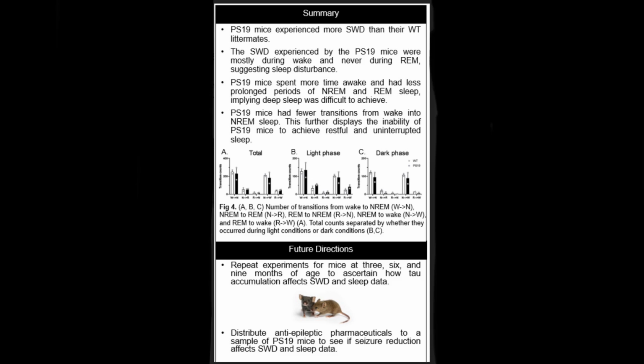Figure 4 shows the transitions between sleep and wake states. One can see overall from Figure 4a, there were fewer transitions from wake to non-rapid eye movement sleep, suggesting the animals were having trouble going to sleep.